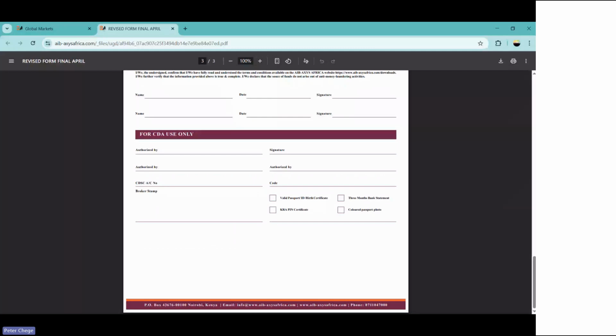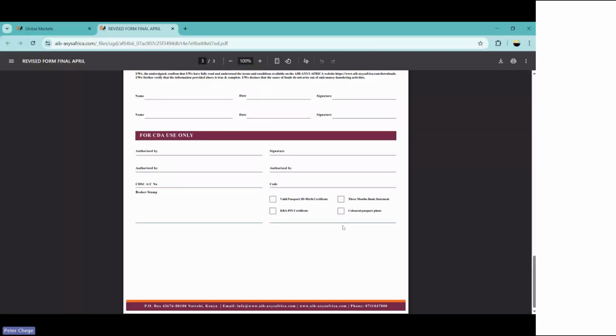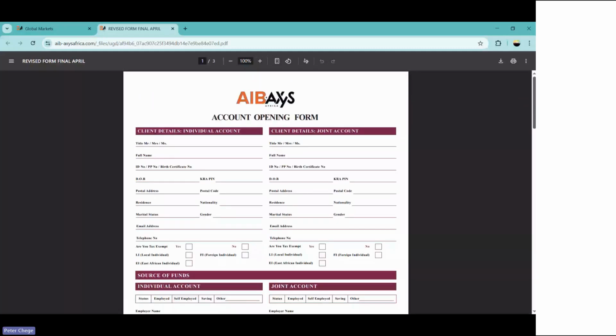So for international stocks, you need a valid passport, ID, 3 months bank statement, the ERA PIN certificate, and a current passport photo. That's when you want to invest in international stocks. Even for DigiTrader accounts, you only fill in this form and provide these, because you didn't provide them when opening the account. What you can do when you're opening your DigiTrader account is download these forms where there is optional KYC attachment, and attach them. Then we come to the W8BEN form.